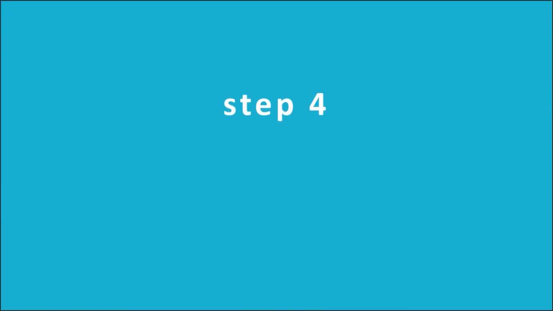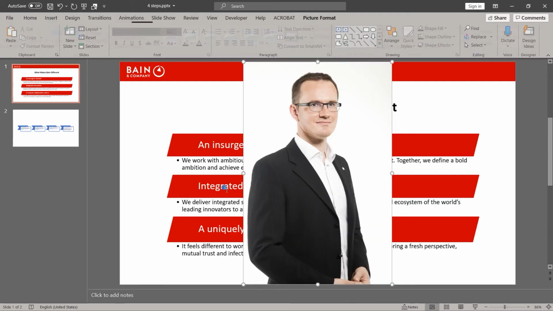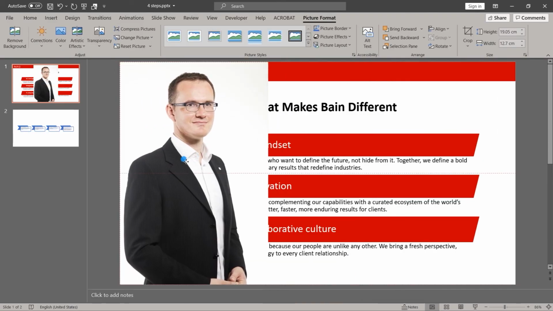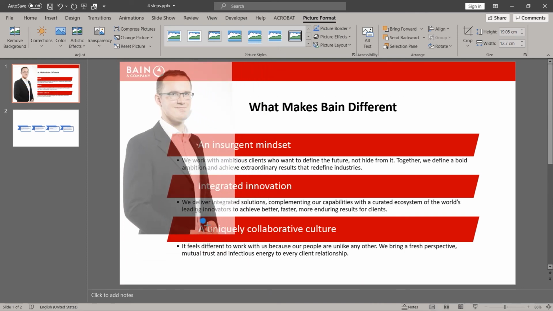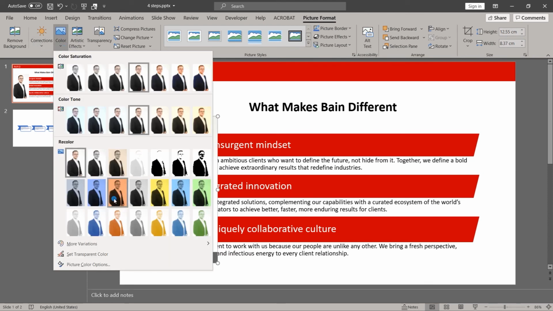Step 4. Add pictures. When we go to a photo website, we will find pictures of business people. We can see that pictures with a white background can easily cover up the text. We can change the background color of the picture to a transparent color, so that it looks much better.